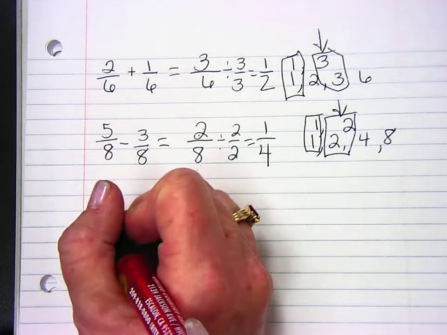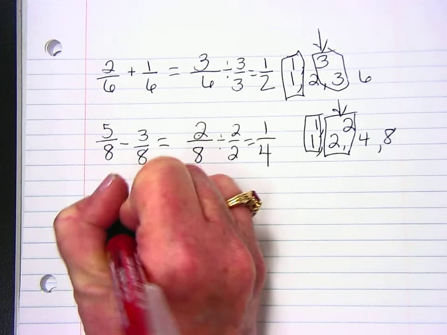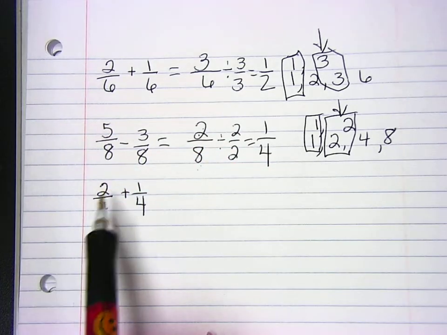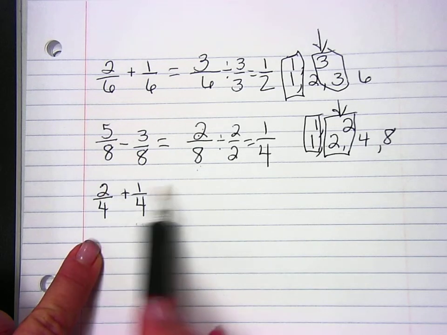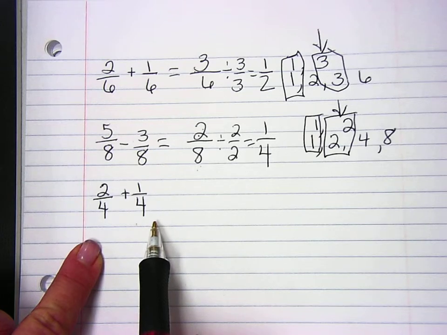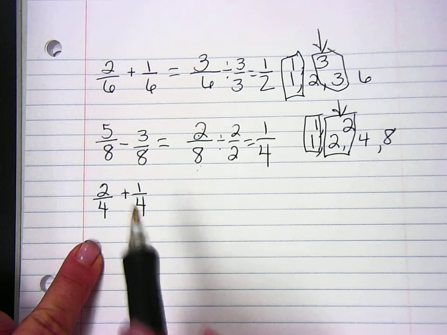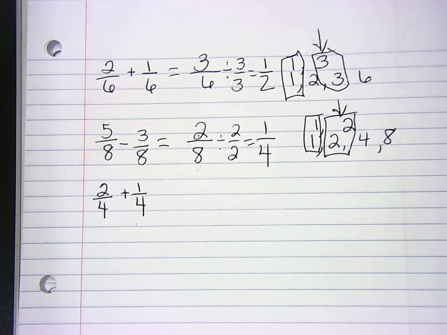So let's look at a problem on our own. If I go 2/4 plus 1/4. Now I want you to also notice how I write this on the paper. I've written it a lot different than I would normally write an addition problem, don't I? Because I can add across the top. Do I ever add my denominators? No, I don't add my denominators. I add my numerators. I want you to try this on your own on your whiteboard.